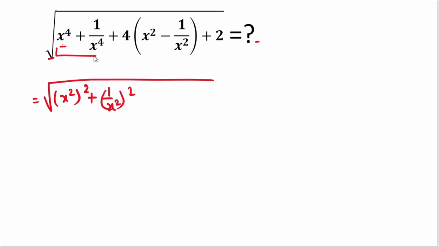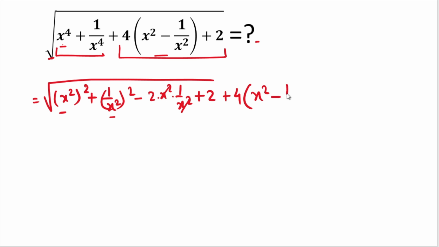And now, to make this term a whole square of x square minus 1 over x square, we'll have to subtract 2 times x square multiplied by 1 over x square, so that we can make it in the form of x square plus 1 over x square and its whole square. So here, if we cancel x square and 1 over x square, we're left with -2, so we'll have to add plus 2 also. And now we'll write the rest of the term. It is plus 4 times x square minus 1 over x square and plus 2.